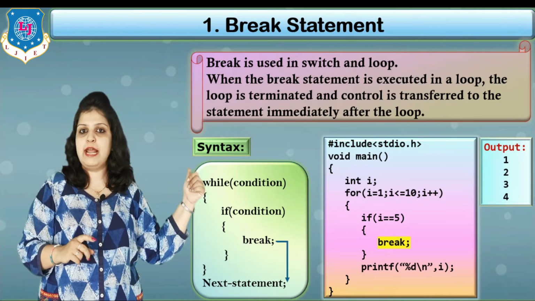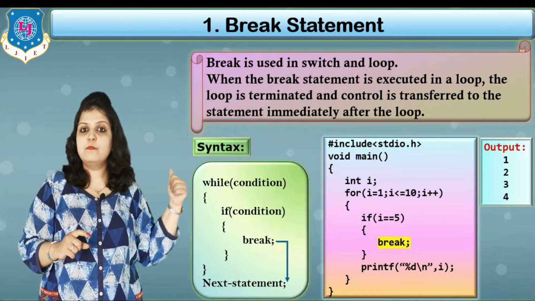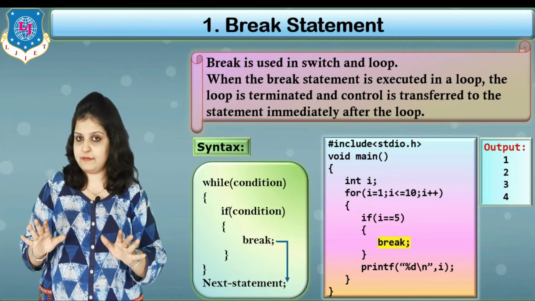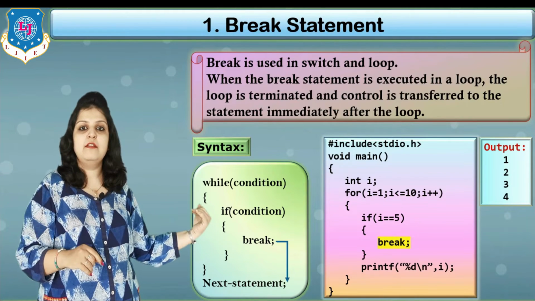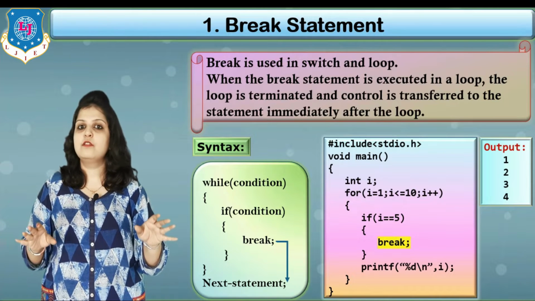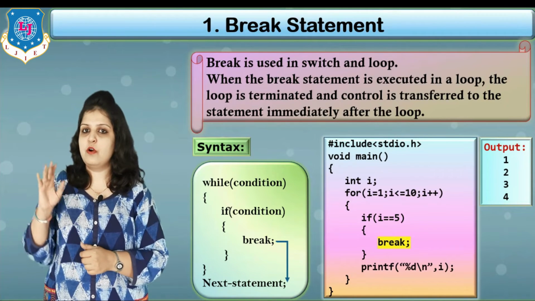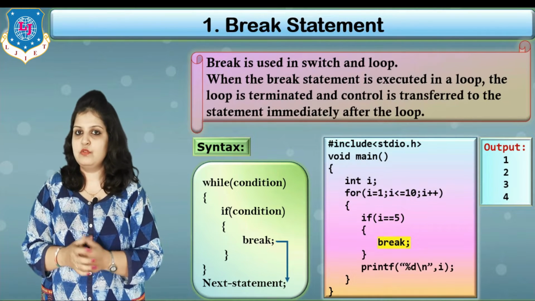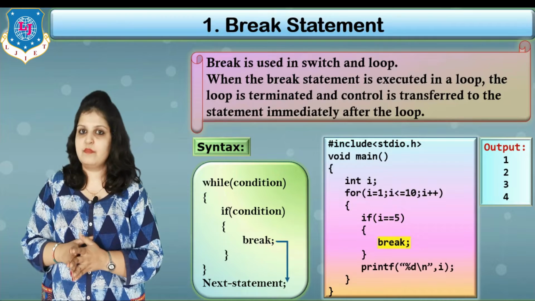Otherwise you can see the range of the loop. Our loop would be totally executed 10 times, but when this break executes, loop execution stops here. So our output is only 1, 2, 3 and 4. In this way we can use the break statement.